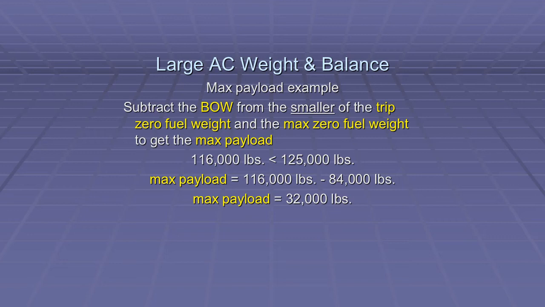And now we subtract the basic operating weight from the smaller of the trip zero fuel weight and the maximum zero fuel weight to get the maximum allowable payload. Since the trip zero fuel weight at 116,000 pounds is less than the maximum zero fuel weight at 125,000 pounds, we will use it in this calculation to get a maximum payload of 32,000 pounds.